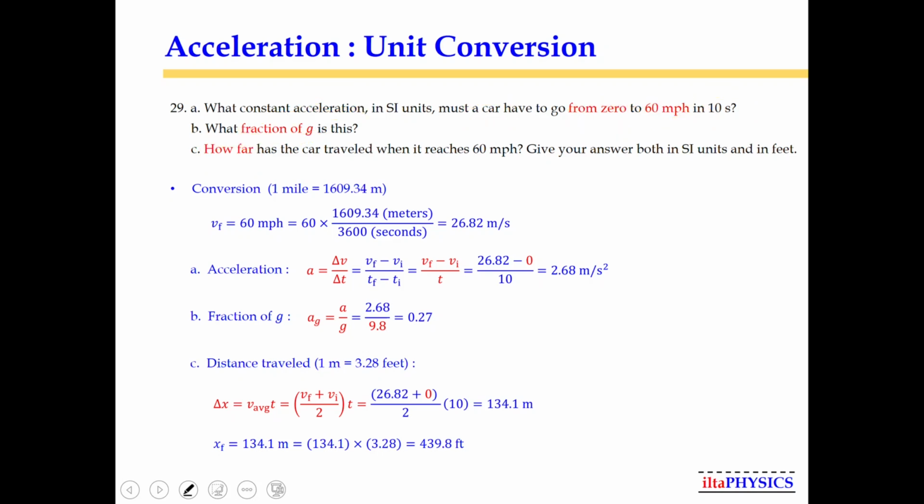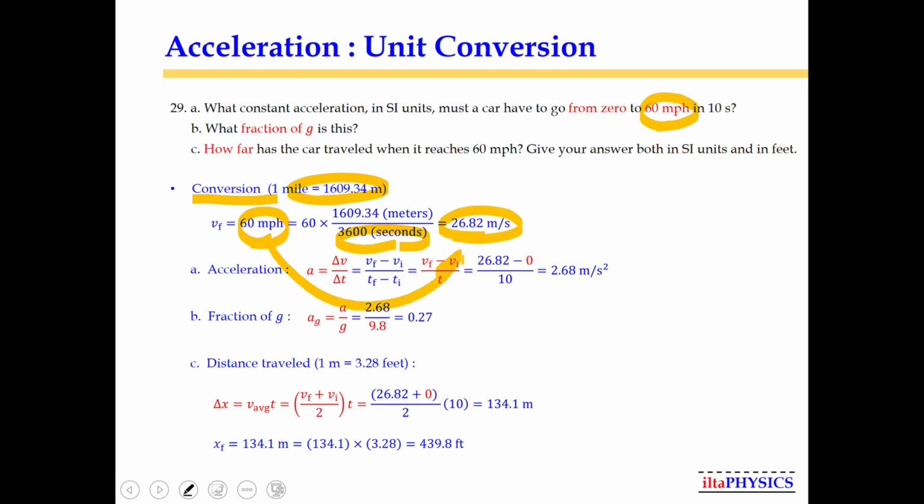Since the speed is given in miles per hour, let's first convert it to meters and seconds. 1 mile is 1,609.34 meters and 1 hour is 3,600 seconds. By multiplying and dividing, the car's speed becomes 26.82 meters per second.